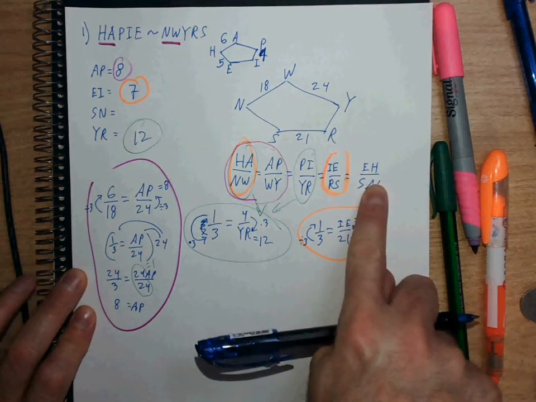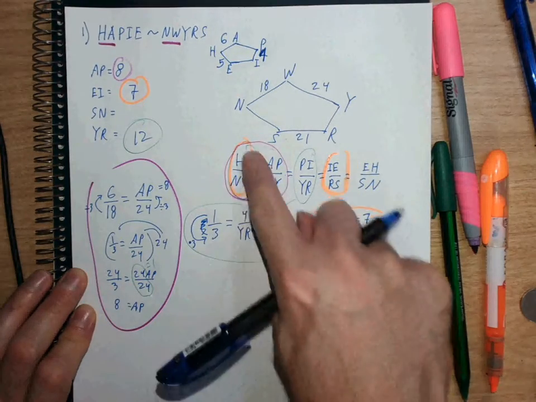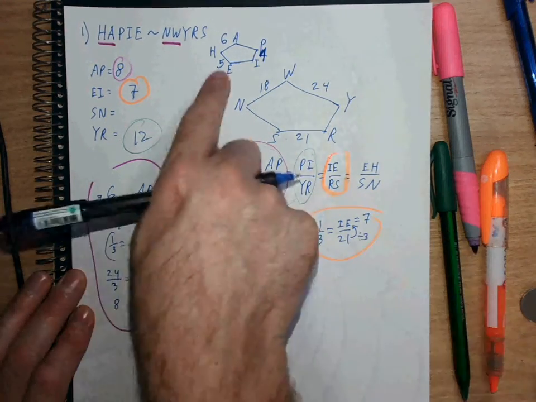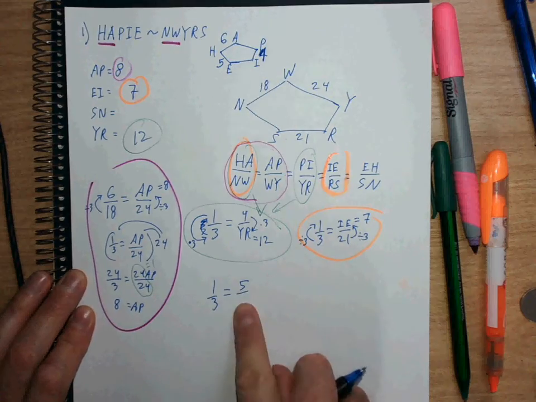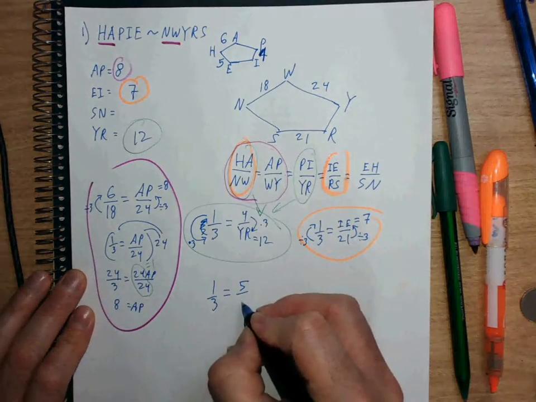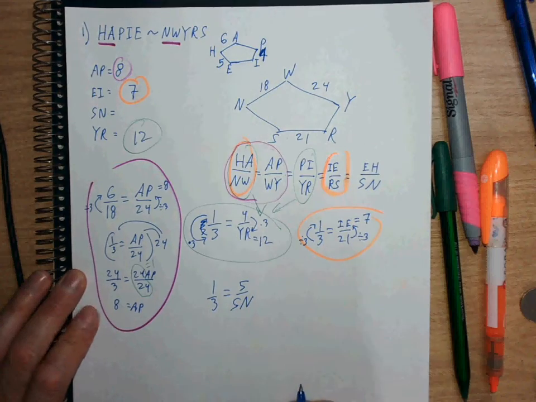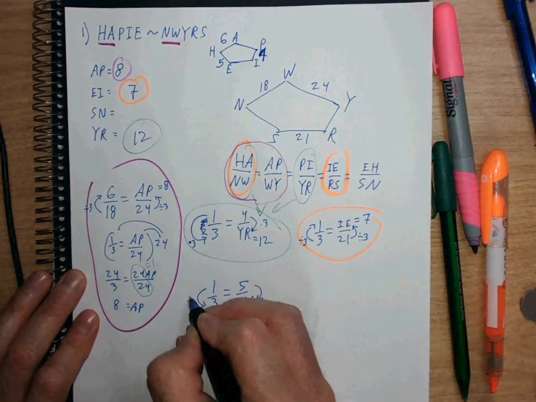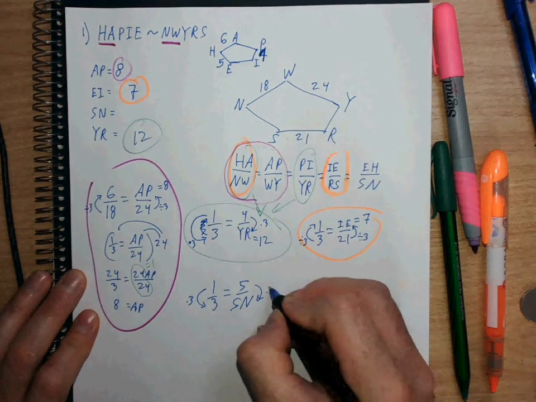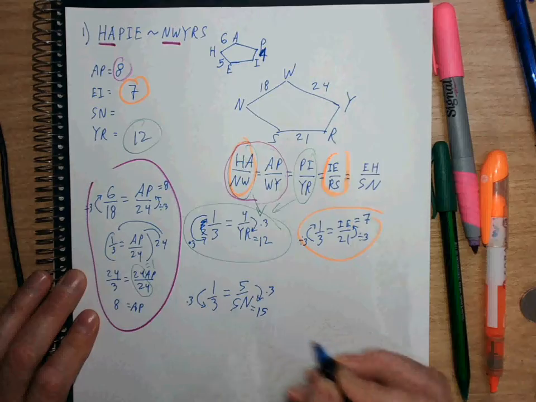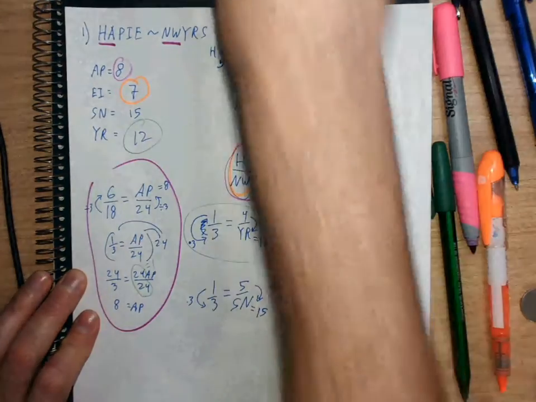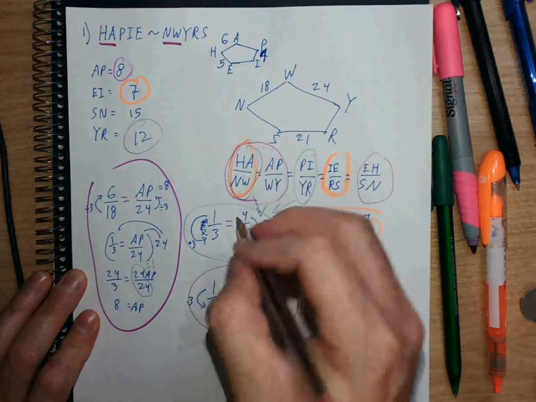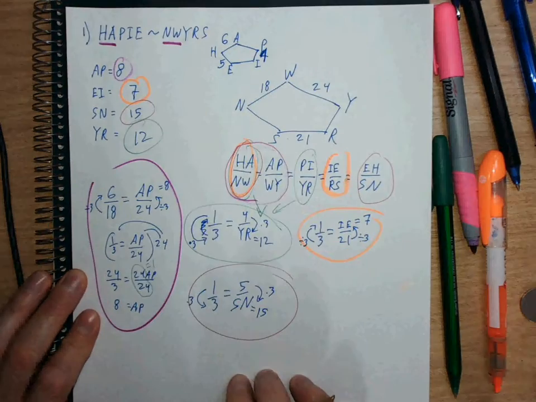And then the last one here, I'm going to use 1 over 3. 6 over 18 is 1 over 3. Equals EH over SN. EH is 5 over SN, I don't know. So again, I want to go this direction. So here, this is going to be 1 times 3 is 3. 5 times 3 is 15. So that is 15 there. So I used this and this right there, and I learned that SN is 15.